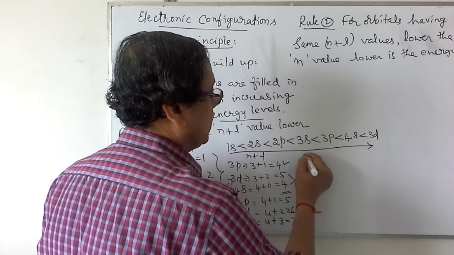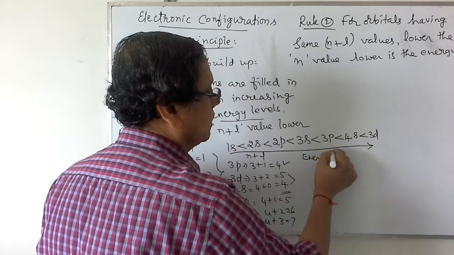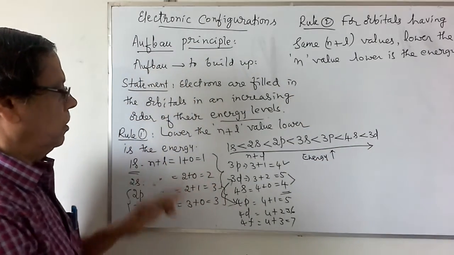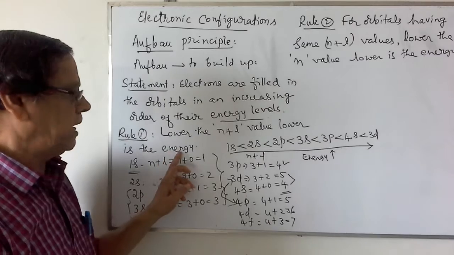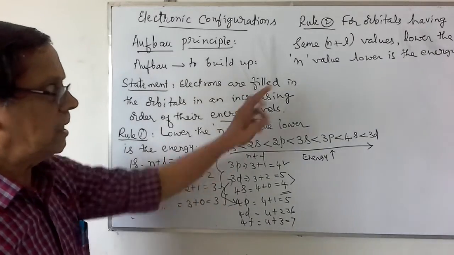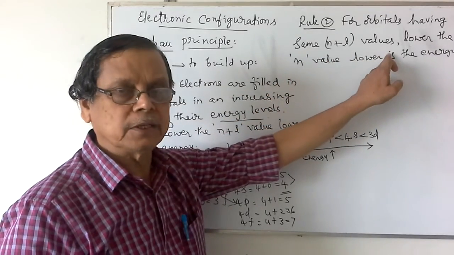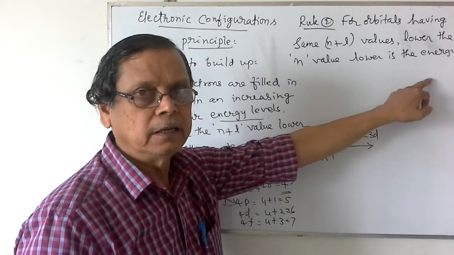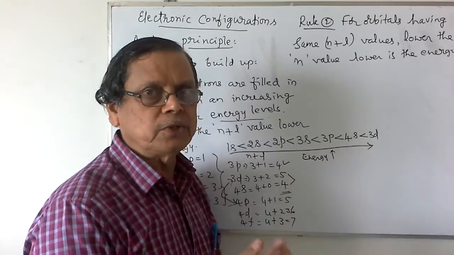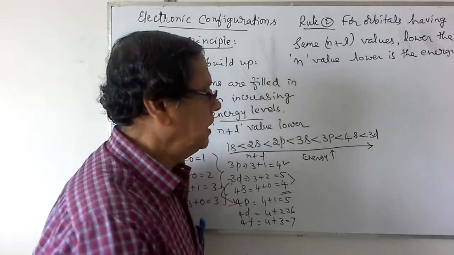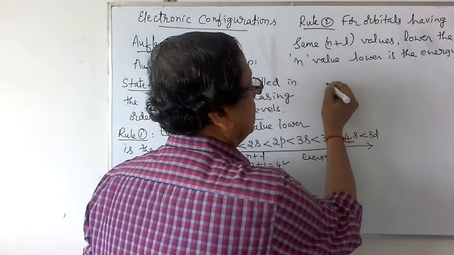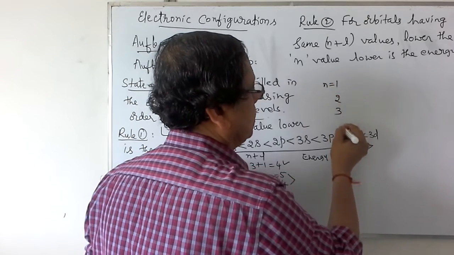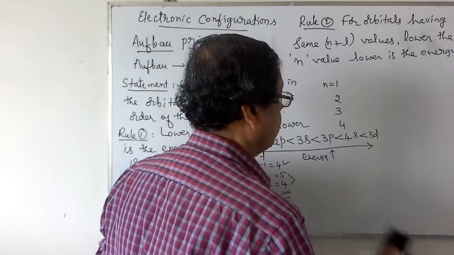So it is energy increasing. To understand the same explanation: lower the n plus L value, lower is the energy. And for orbitals having the same n plus L values, lower the n value, lower is the energy. We can represent this by using a diagram. In the diagram, we write n is equal to 1, 2, 3, 4 like this.